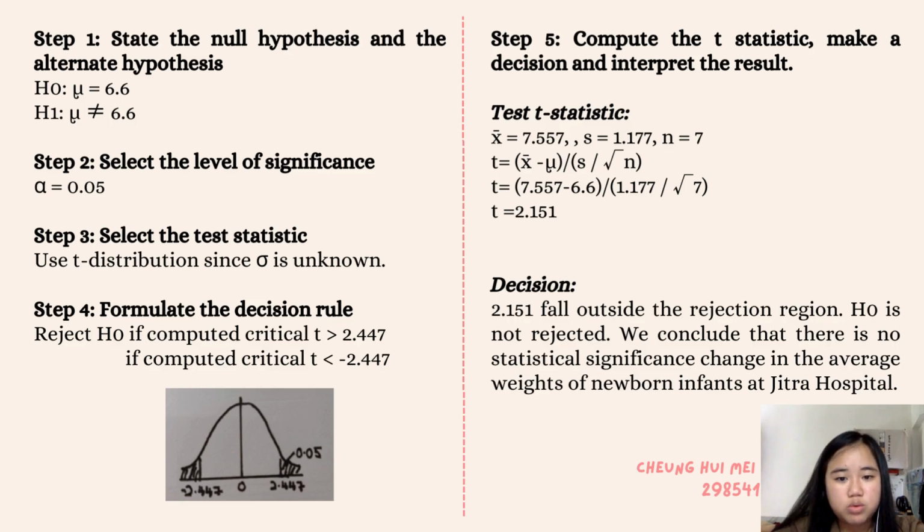Step 5, to test the T statistic, we calculate the sample mean is equal to 7.557 and its standard deviation is equal to 1.177 and the sample size is equal to 7. So we computed the T is equal to 2.151. So our decision is 2.151 falls outside the rejection region. H0 is not rejected. We conclude that there is not a statistically significant change in the average weight of the newborn infant at the Jitra Hospital.